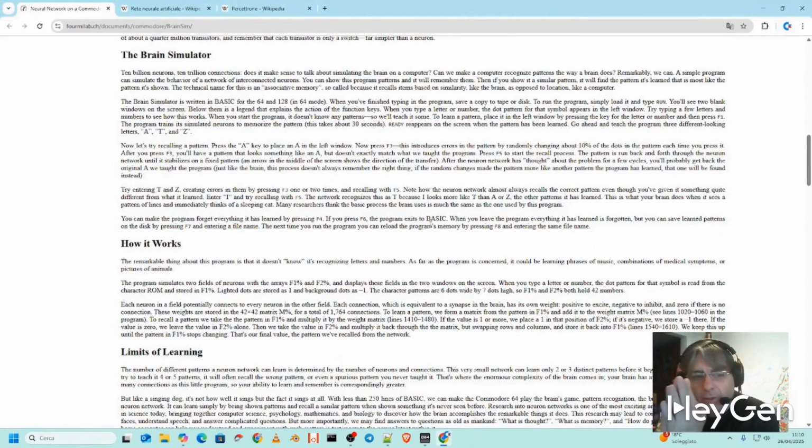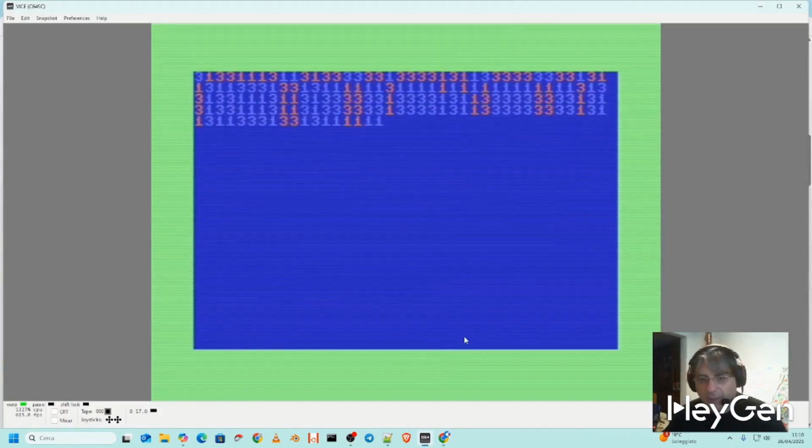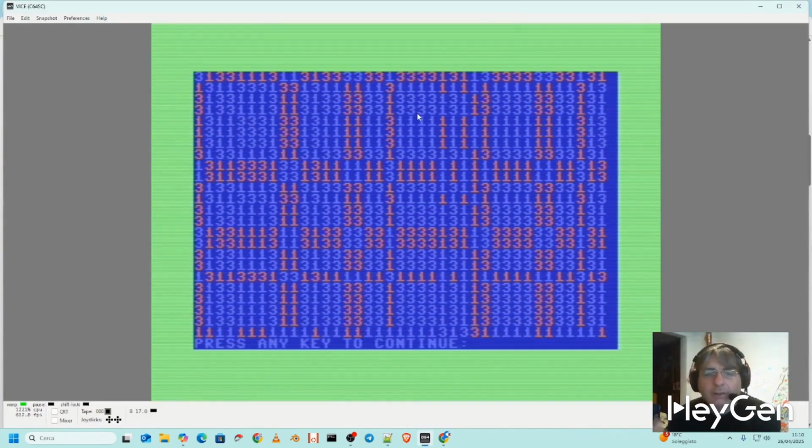So we can say that each neuron in one field potentially connects to every other neuron in another field. And thus each connection is equivalent, as I showed you earlier, to a synapse in the brain. And each synapse has its own weight. So if we go here to dump the matrix, these small numbers identify the weight that the matrix itself has. It is clear that if it were a floating point number, it would be more accurate. And this happens precisely to excite the neuron itself in a positive or negative sense.